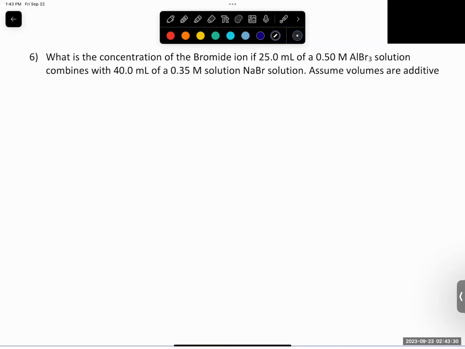All right, you can go over it. All right, let's say my rounds. What is the concentration of the bromide ion? 25 milliliters of a 0.5 molar AlBr3 solution combines with 40 milliliters of a 0.35 molar NaBr solution. Assume the volumes are additive. All right. So what is concentration equal to again?